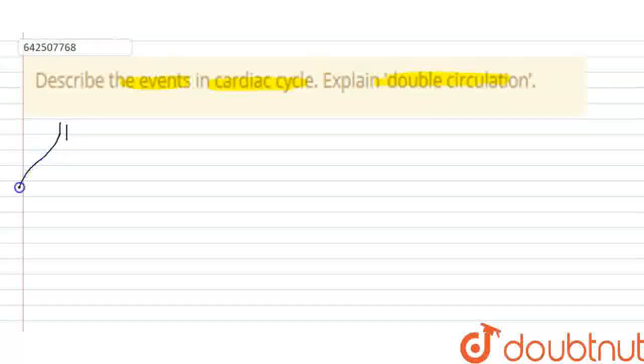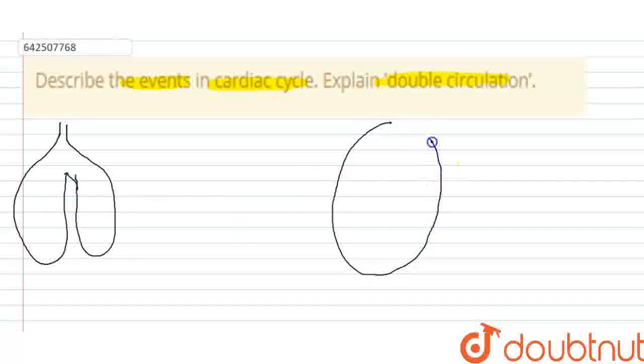This side I'm going to draw the lungs. So these are the lungs. We are drawing a very rough sketch to understand the whole process. We do not have to be specific while drawing diagrams. Now this side is the heart and this is the right auricle. This is the left auricle. This is the right ventricle. This is the left ventricle.